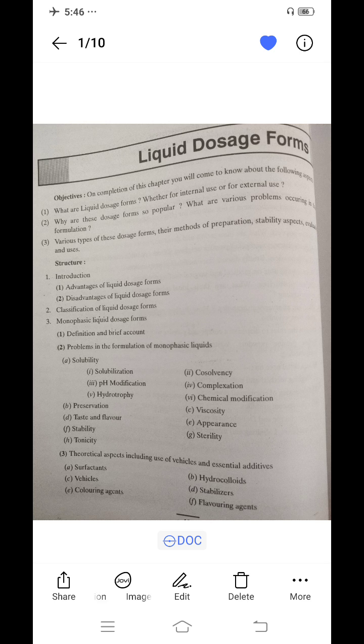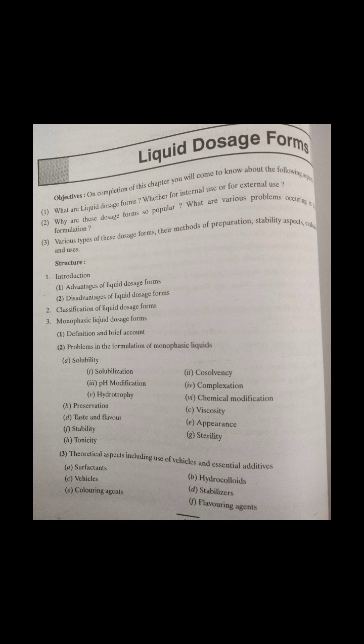Hello students, in the previous lecture we discussed enemas, aerobes, and in the last we discussed the problems in the formulation of monophasic liquids. So today we will discuss in detail the problems which come up while formulating liquid dosage forms.